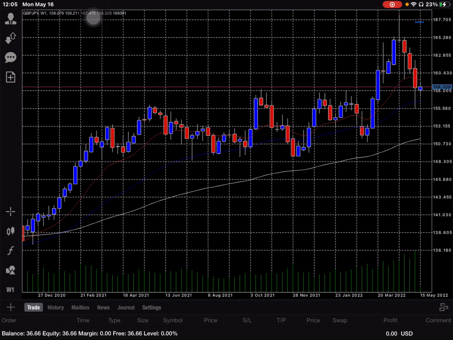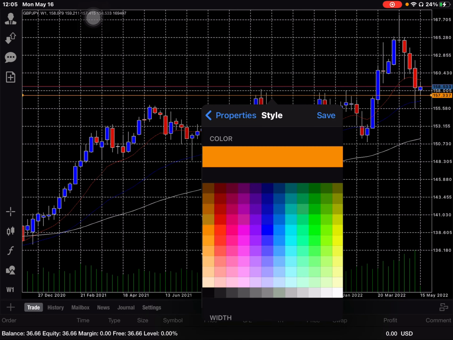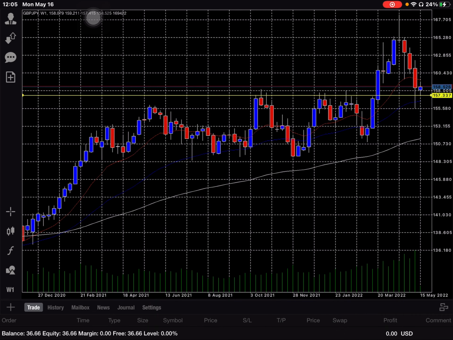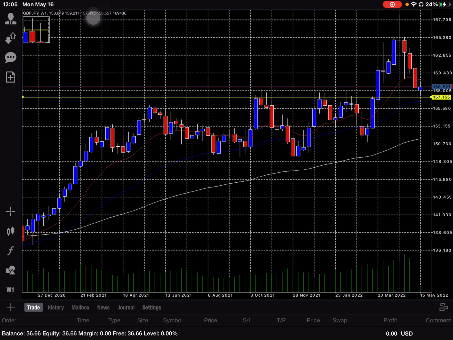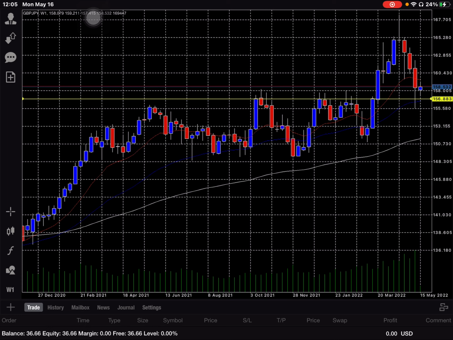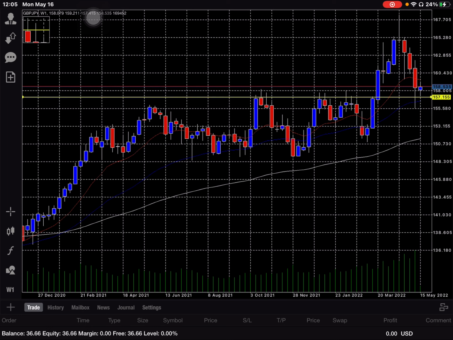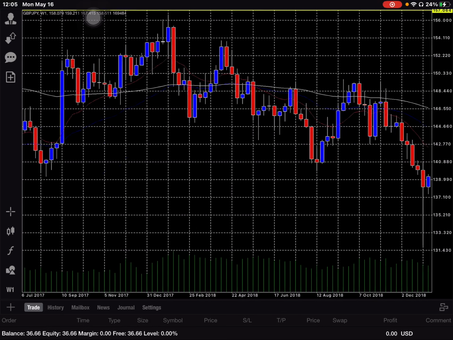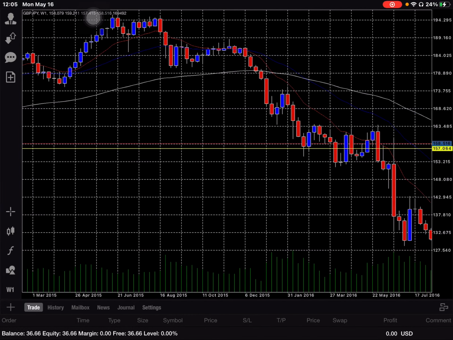Long story short, all right. Let me start putting my things here. On my weekly, I try to have it as yellow. I do this because it's better on my eyes, and I can see the numbers off to the side. So if I look here for my resistance for the bearish market right now, we're at 157,064. And if I go back to my left and see if I find support.